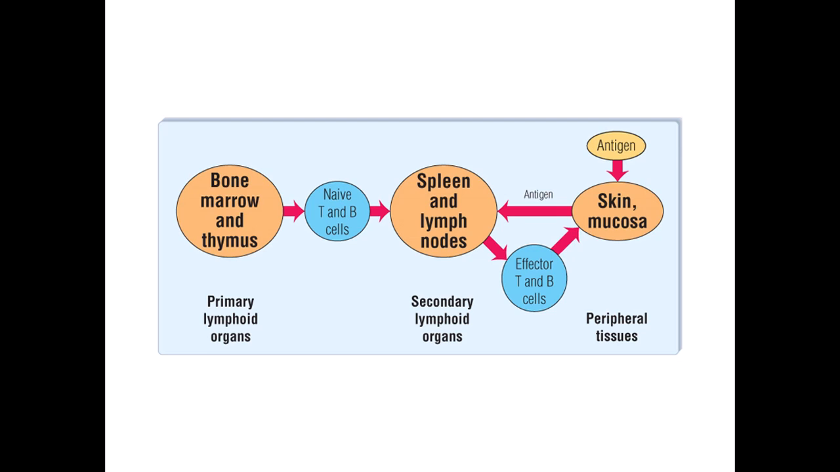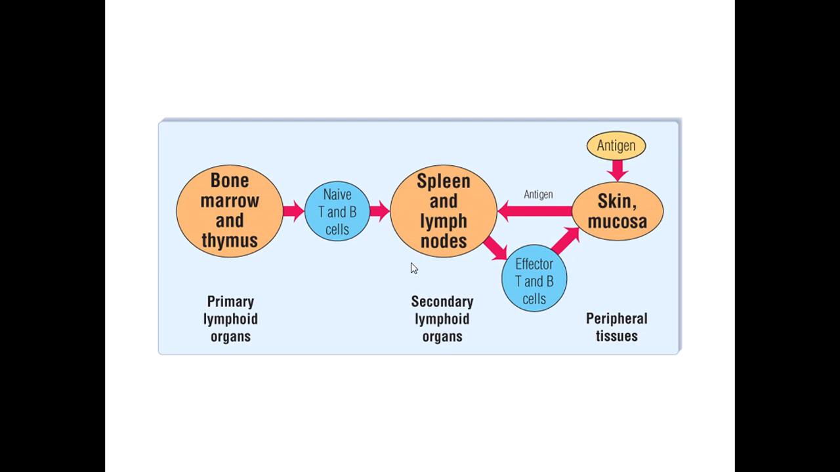Always we talk about primary lymphoid organs and secondary lymphoid organs. The primary lymphoid organs mainly form the thymus gland and the bone marrow, and this is where the lymphoid cells originate, and then they develop into the B and the T cells. The B and the T cells will go from the primary lymphoid organs into the secondary lymphoid organs.